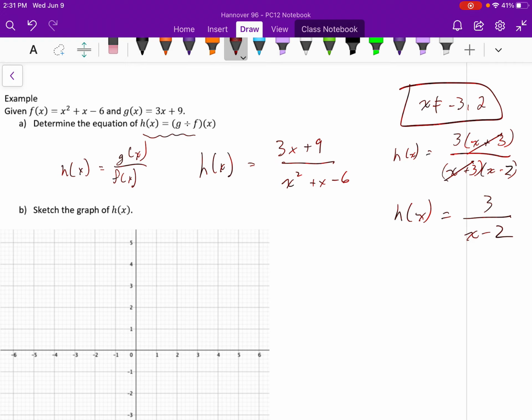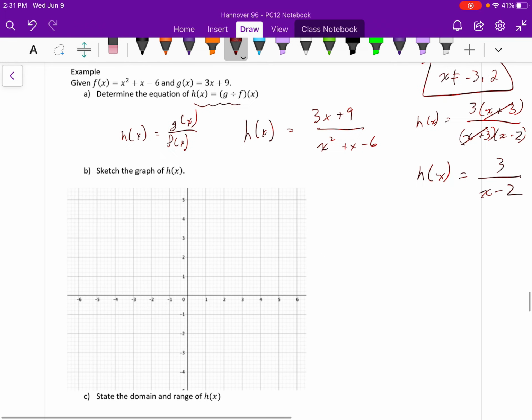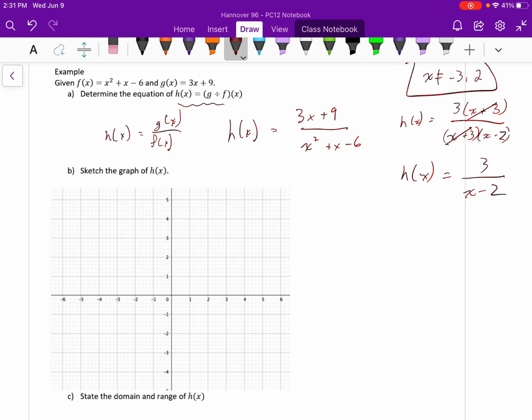And just like the previous problem where you're multiplying two quadratic expressions and you end up with a polynomial, here, when we take a function and we divide it, in fact, out comes a rational function. All right.